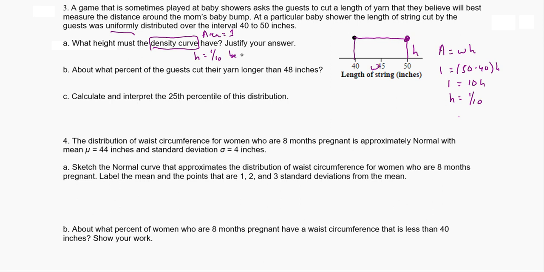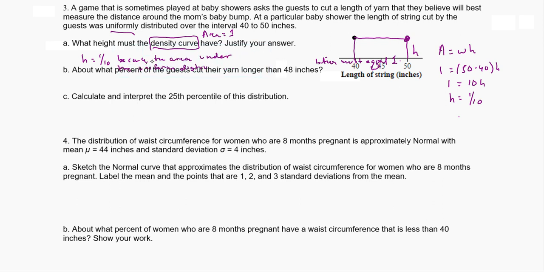Once again, that's because the area under the uniform distribution must equal 1. I'm going to move that a little bit over here so you can see that.